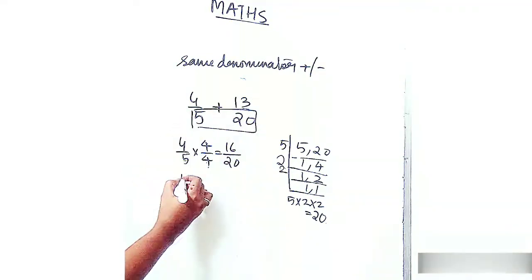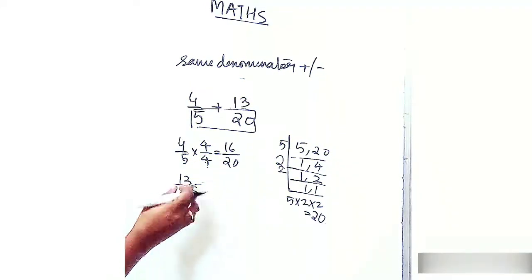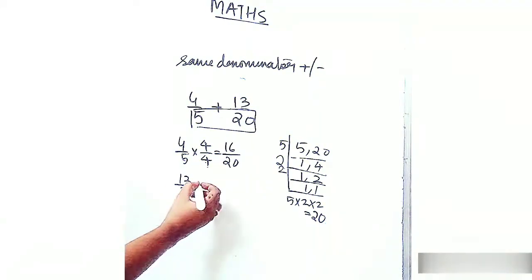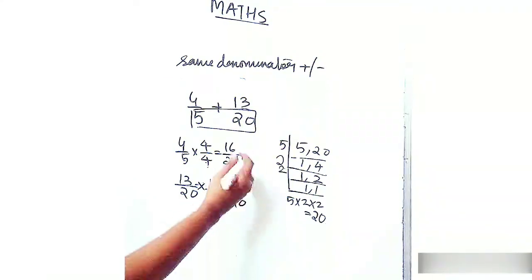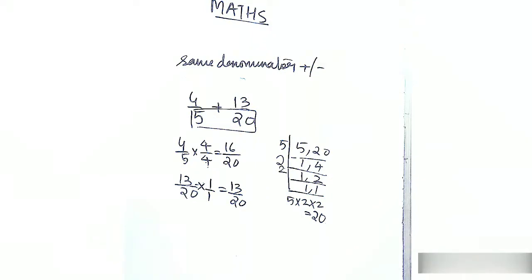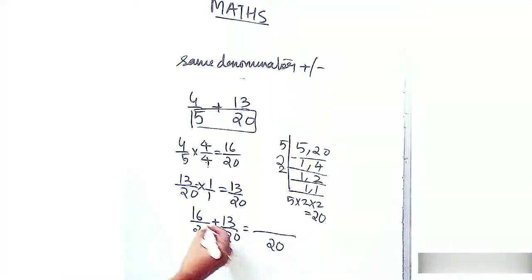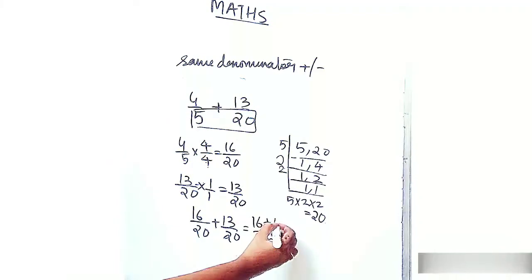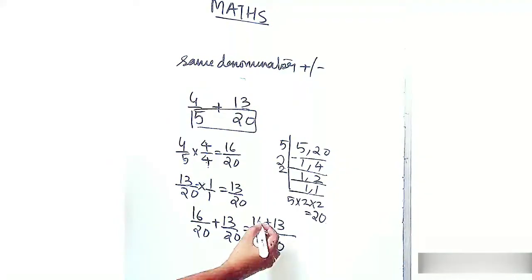Now we'll move to 13 upon 20. Again, what number should I multiply to get 20? It is 20 only, so I'll multiply by 1 upon 1. So 13 upon 20. Now can we add, student? Yes, you can add it. So 16 upon 20 plus 13 upon 20. Now you put the common denominator like this, 16, you can write like this also, student. So that will be easy for you. The common is 20. I'll add now. It will be 29 upon 20.